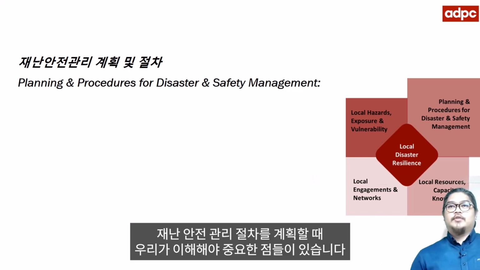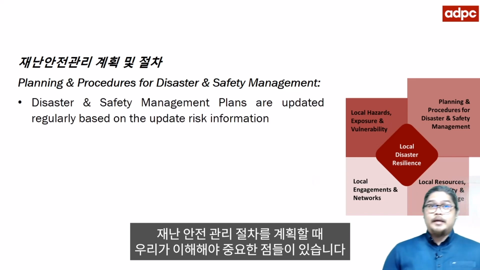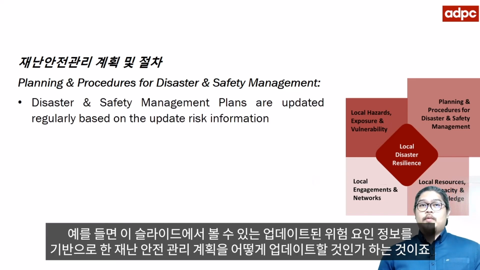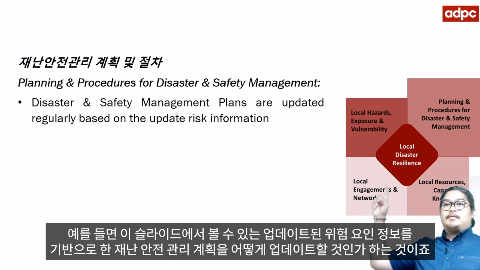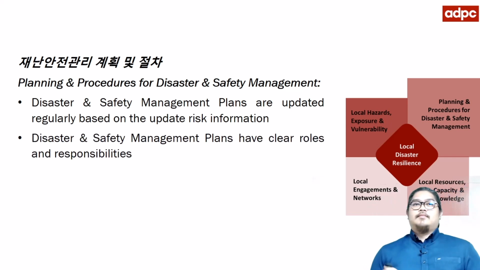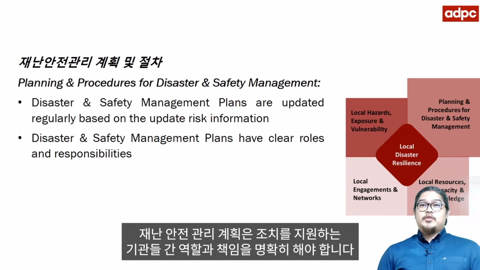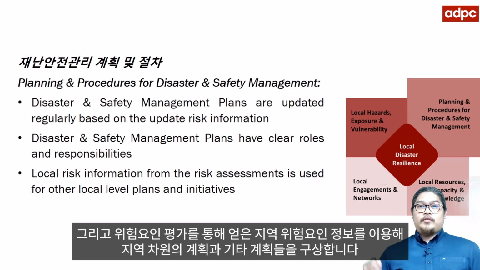Under planning procedures for disaster and safety management, some of the key things that we want to understand, for example, is how do we update disaster and safety management plans based on the updated risk information that we were able to get from this site? Disaster safety and management plans also have to have clear roles and responsibilities between agencies that are providing support to the actions. And local risk information from the risk assessment is also used for other local level plans and other initiatives.